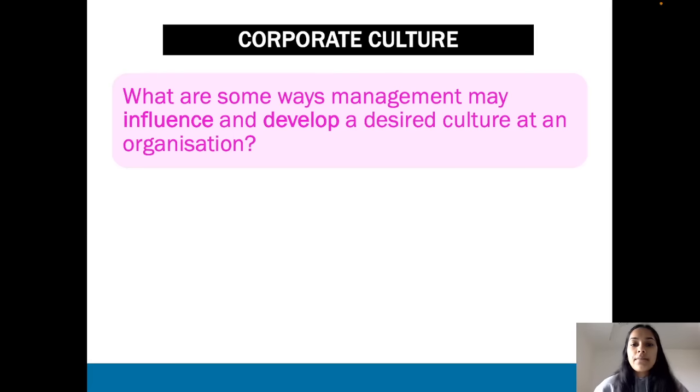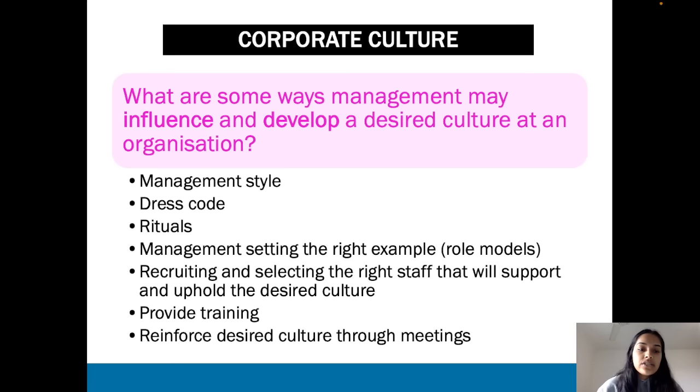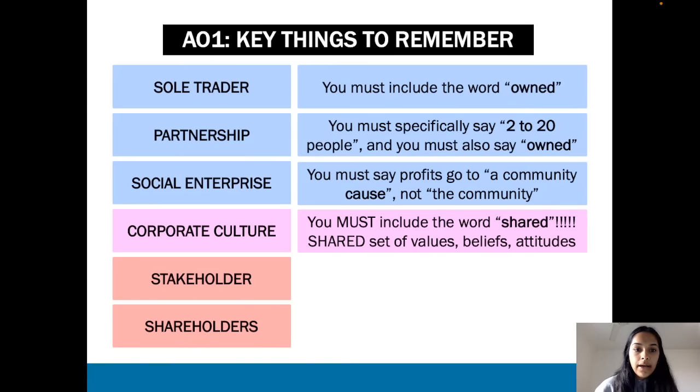So what are some ways that management could influence and develop a desired culture at an organization? There's different things that management can do. They could implement a dress code, have rituals, provide some training, all of those things, and even reinforce their desired culture through meetings, so reminding the employees of their values within every meeting. Those are some examples that you could talk about.